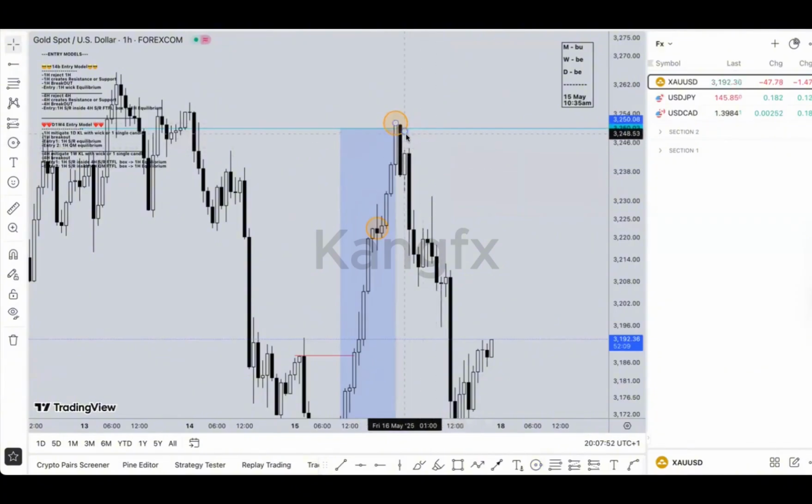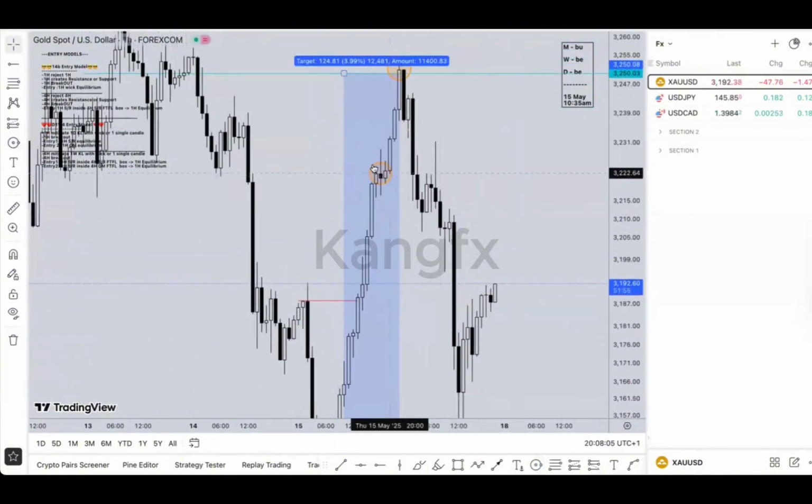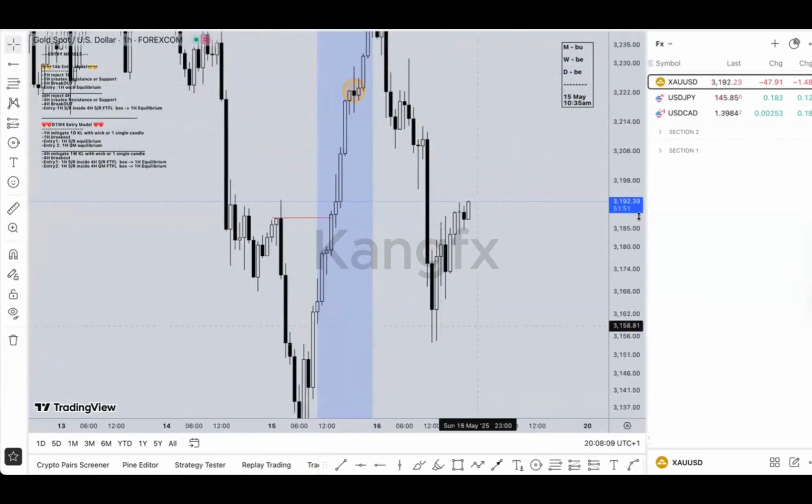Which entry model is this? This is D1W4. This is not 14B entry model. This is the D1W4 entry model. And this one corresponds with our storyline. What did we do? We went all in. Here you go all in, because you know what is getting to your TP.